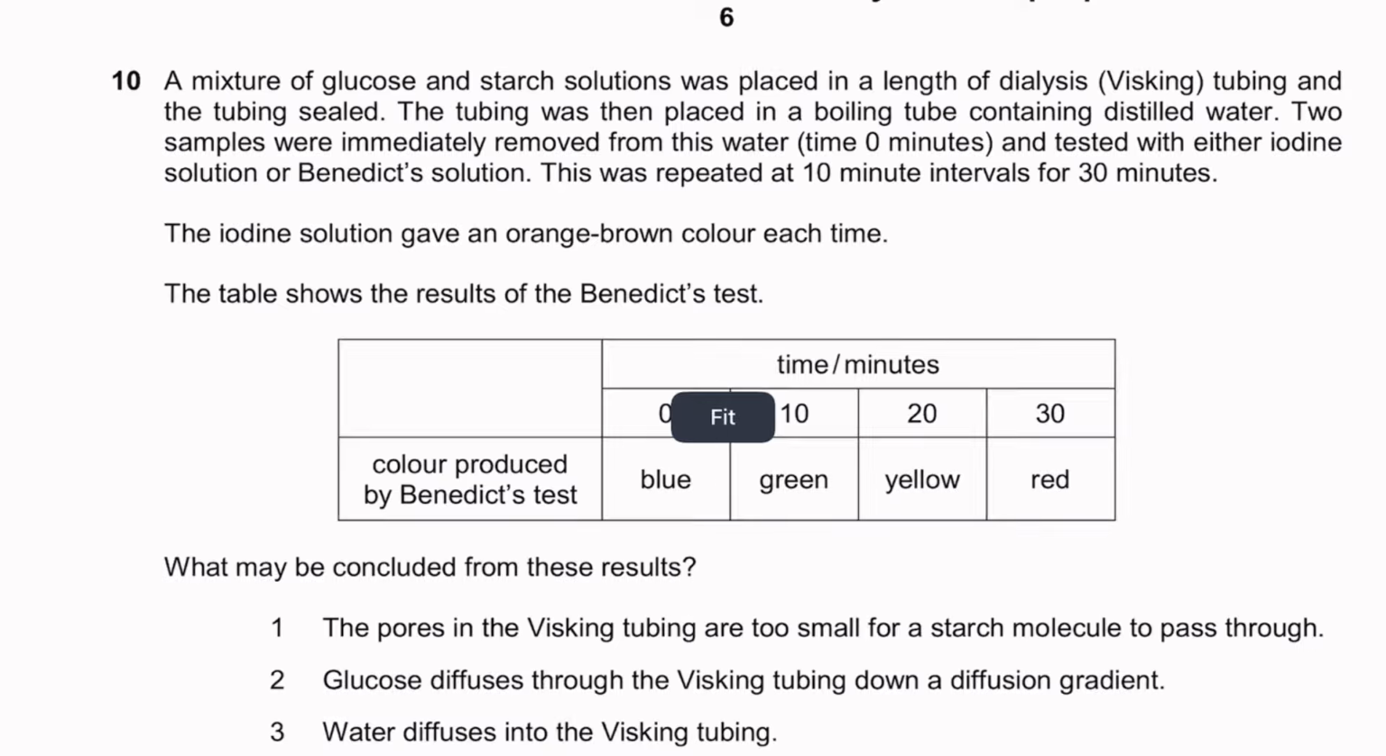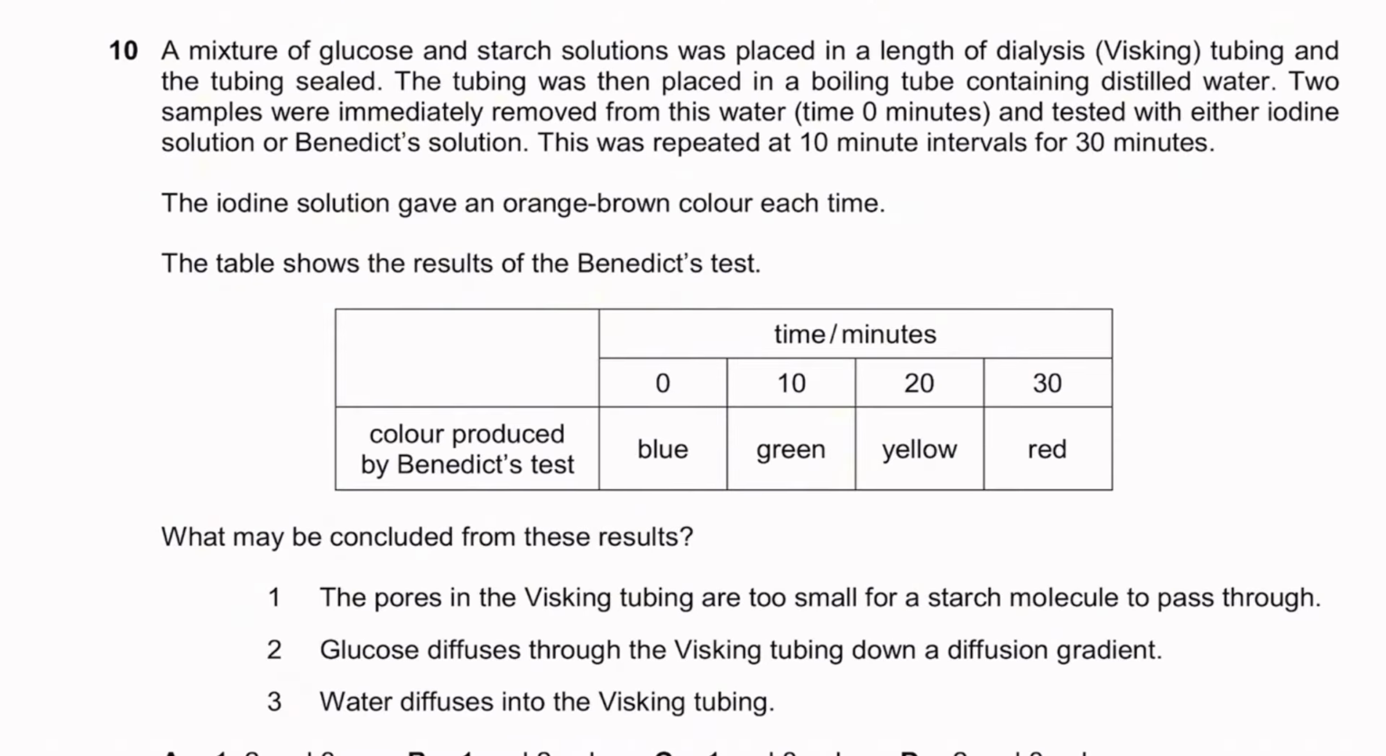A mixture of glucose and starch solutions was placed in a length of dialysis tubing, and the tubing was sealed. The tubing was then placed in a boiling tube containing distilled water, and 2 samples were immediately removed from this water and tested with either iodine solution or Benedict's solution. This was repeated at 10-minute intervals for 30 minutes. Okay, interesting. And the iodine solution gave an orange-brown color each time.